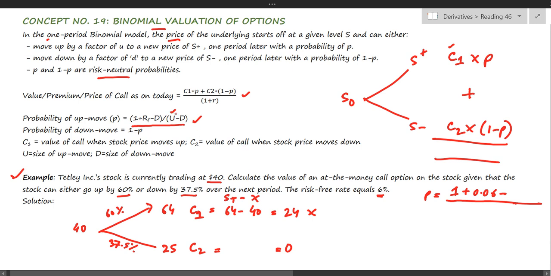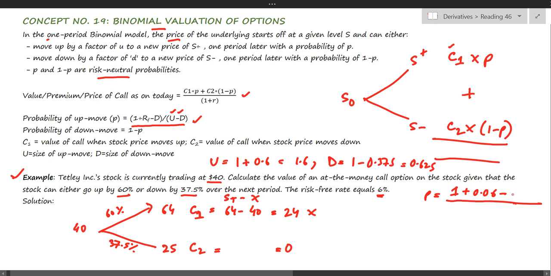So what is U and what is D? U means the upside potential, and the upside potential in this case is 60%, so this will become 1.6. And the downside potential is 1 minus 37.5%, so that gives us 0.625. So this is the value of U and D.